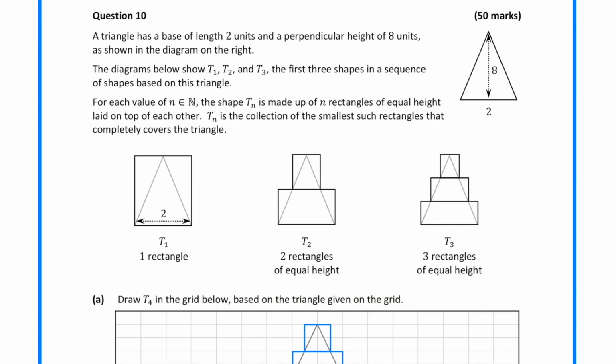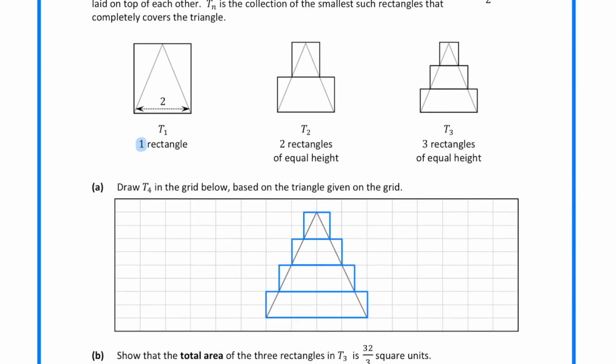In question 10a, we are given the first three terms in a sequence of rectangles and must draw the fourth term. The first term has one rectangle, the second has two rectangles, and the third has three rectangles. Continuing the pattern, the fourth term will contain four rectangles. The height of the triangle, which is 8 units, is equally split over the four rectangles, so each one will have a height of 2 units.